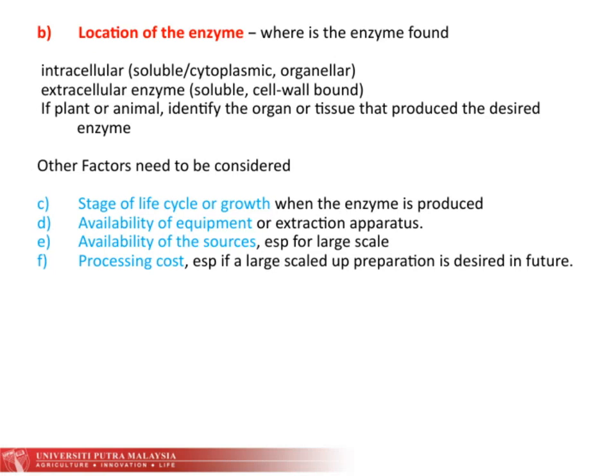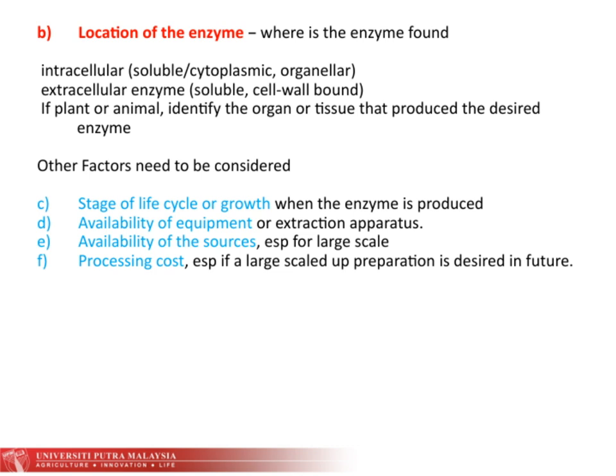Let's talk about the location of the enzyme and where it's typically found. Enzymes can be intracellular, meaning they are located inside the cell, either in the cytoplasm or within specific organelles. Alternatively, some enzymes are extracellular, so they're found outside the cell, and these can be soluble or bound to the cell wall. If we're dealing with plant or animal sources, it's important to identify which organ or tissue produces the enzyme we're interested in. That helps us understand the enzyme's natural context and potential extraction points.